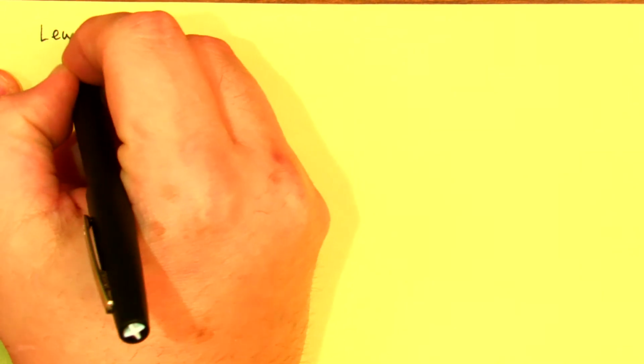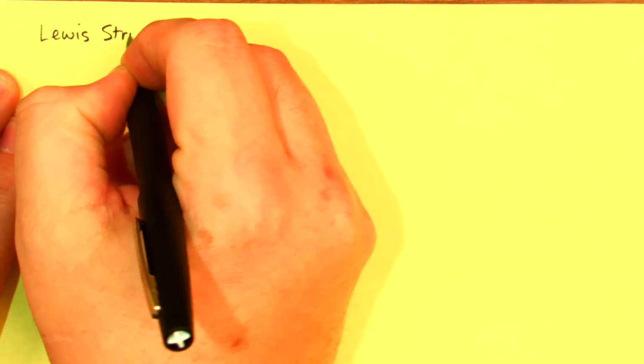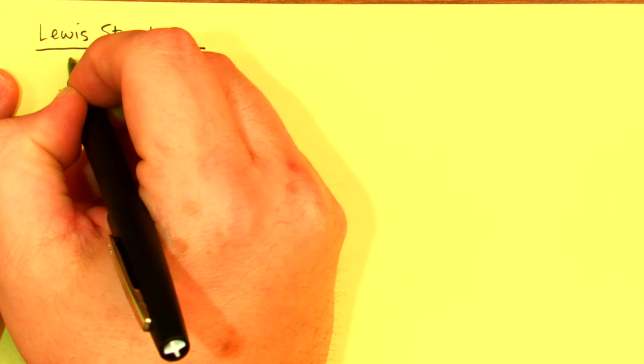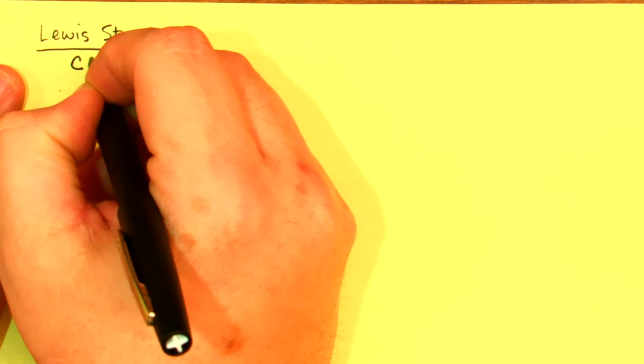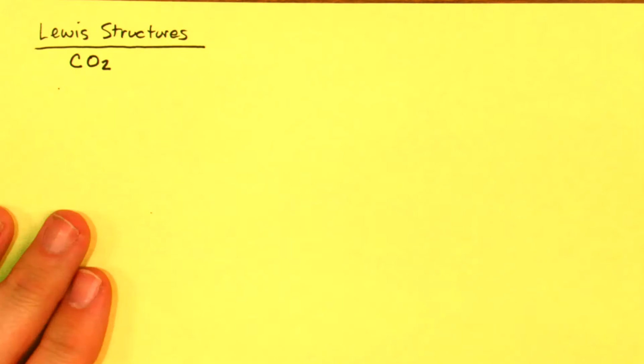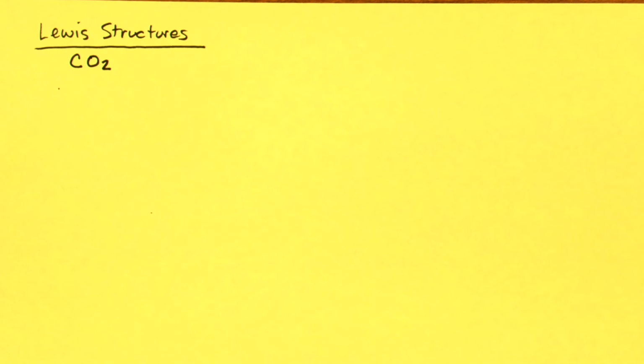So, we're going to work on Lewis structures, and we're going to work on one for carbon dioxide. So, we have a step-by-step process of what we're going to do, and you got to know what the steps are, you got to know what you got to do with each step.